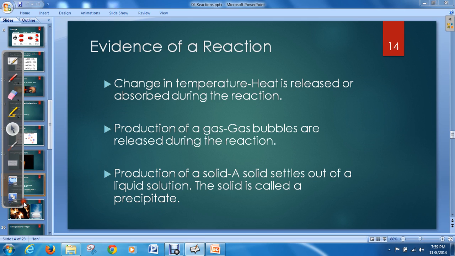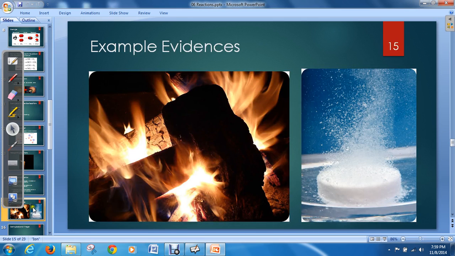Let's look at burning wood, for example. There's heat released, there's smoke released, and the ash is created. It's not a precipitate, but it's kind of the same idea. It's leftover material from the reaction. Alka-Seltzer and water, you can see this bubbling. Sometimes you get this residue on the bottom when you put Alka-Seltzer in the water. So that's a chemical reaction as well.